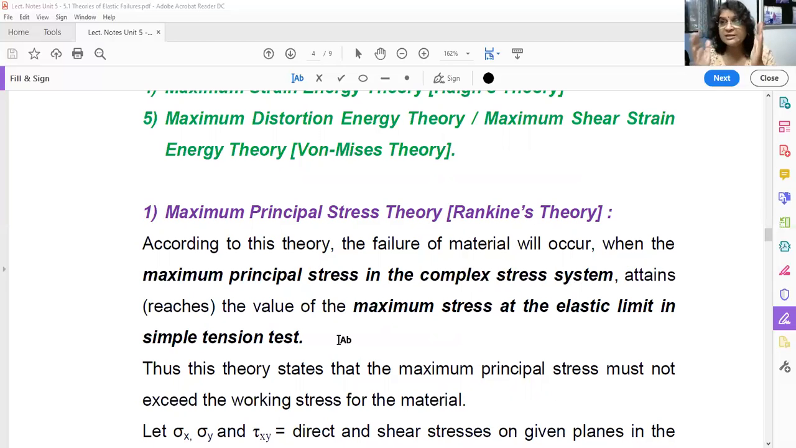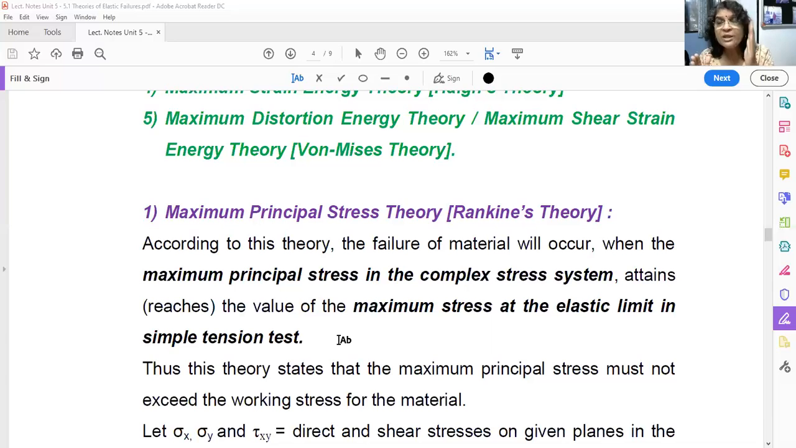See, there are 2 systems. One is simple tension, a simple system, where only one type of stress is occurring. We call it a simple tension test, from which you have drawn the stress strain diagram. And there is a second system, which is a complex system. Your actual mechanical component is there, in which complex loading is present, and due to complex loading, complex stresses are induced in this system. So you have to compare these 2 systems. What is the failure of this simple tension test? You can say yield point stress or permissible stress, which you can find out from the simple tension test.